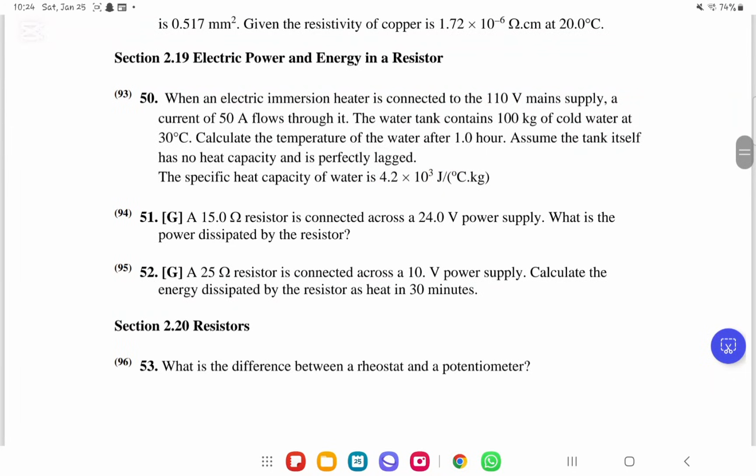So today I'll be explaining the CQD questions from chapter 2, which is 2.19 until 2.23. I will do chapter 2 by itself and chapter 3 by itself.